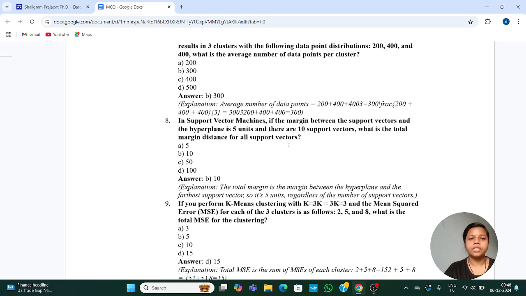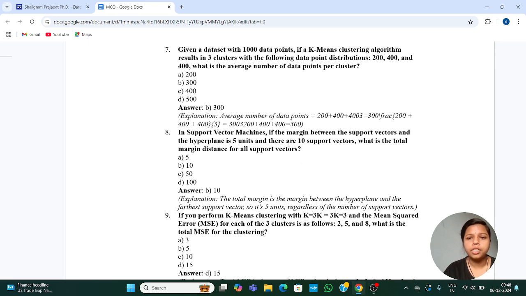Next, given a dataset with 1000 data points, if the k-means clustering algorithm results in three clusters with the following data point distribution: 200, 400 and 400, what is the largest number of data points per cluster? The answer is 300.